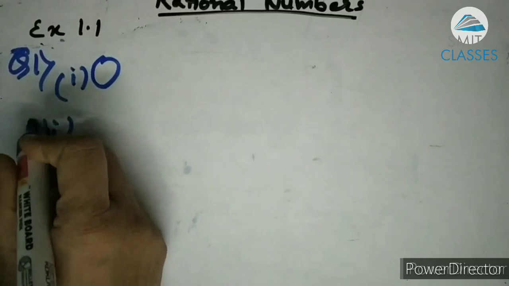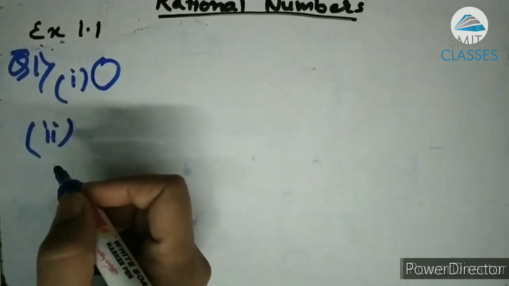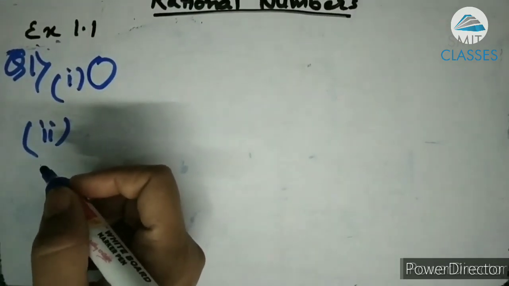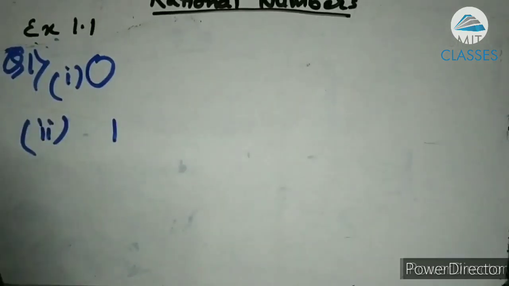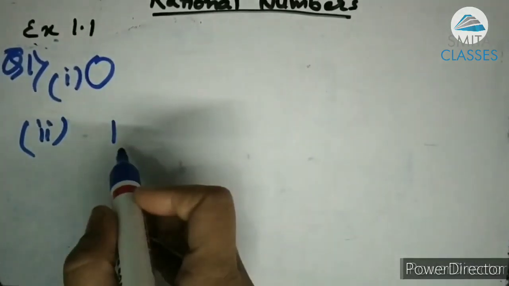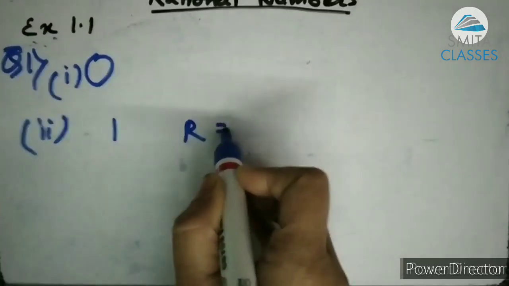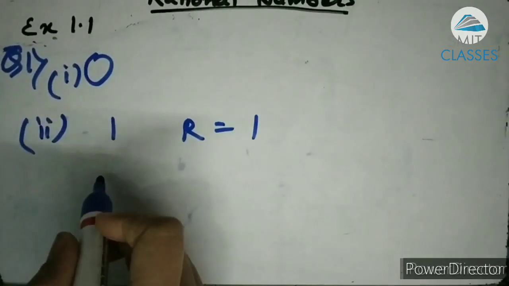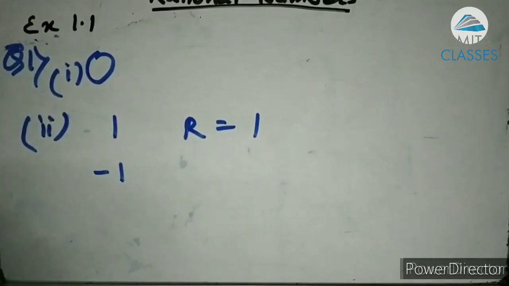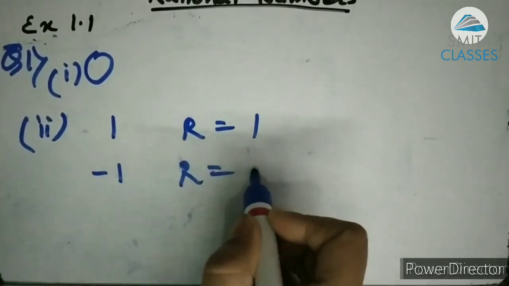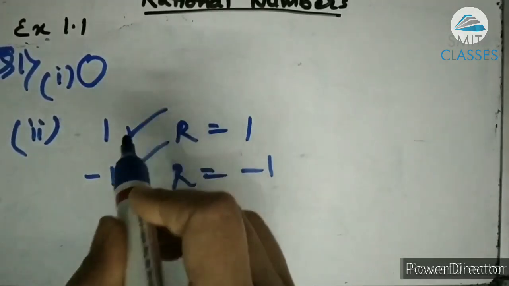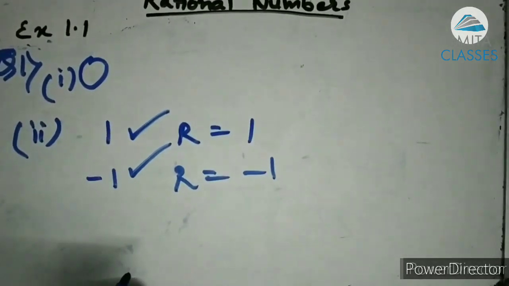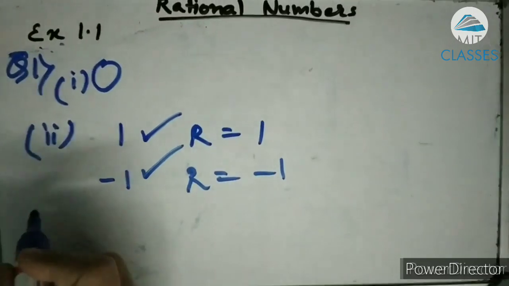Second question. The rational numbers that are equal to their reciprocals. Okay. Suppose I have a number 1. What will be its reciprocal? Its reciprocal will also be equal to 1. Similarly, I have a number -1. What will be its reciprocal? Its reciprocal will also be equal to -1. So these are the two numbers whose reciprocals are equal to the original numbers.